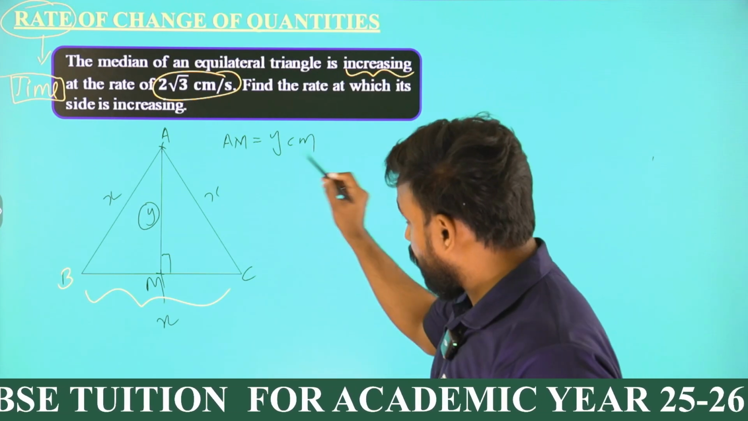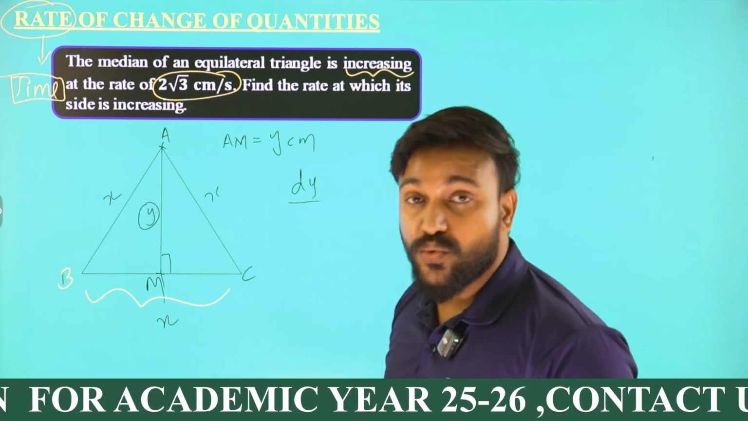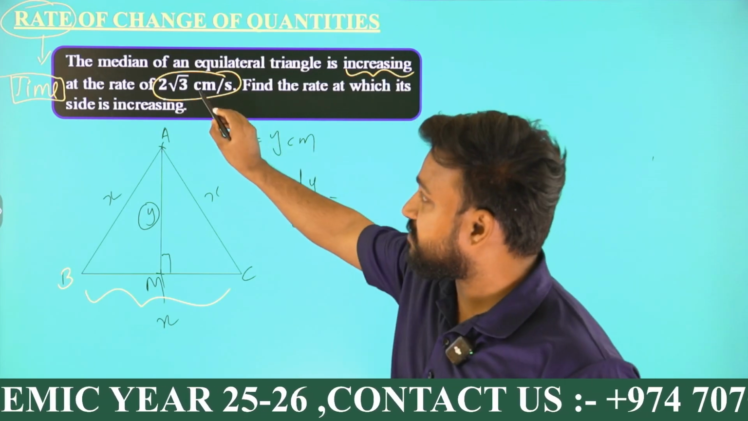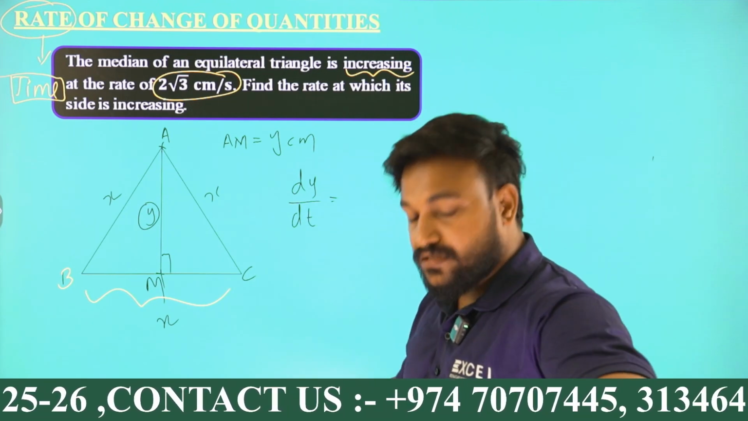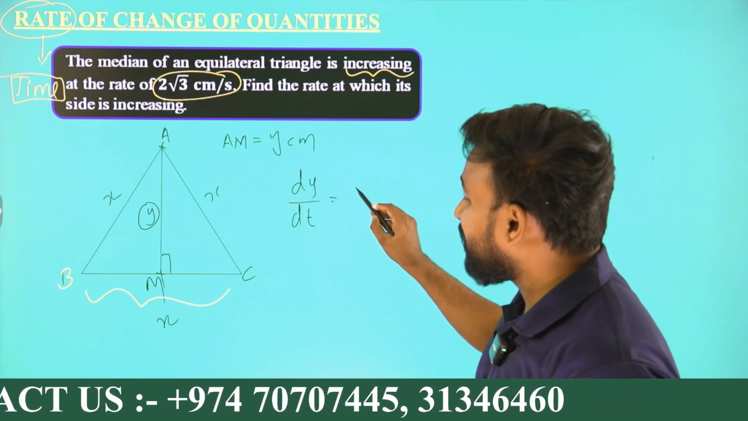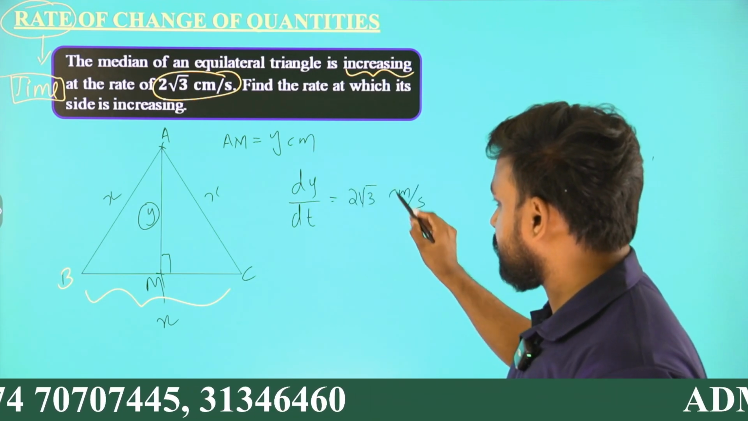M is what? Y centimeter. So the change is in Y. Y is changing with respect to what? Time, because it's a rate, centimeter per second. The length Y with respect to time. They have given it's 2√3 centimeter per second.